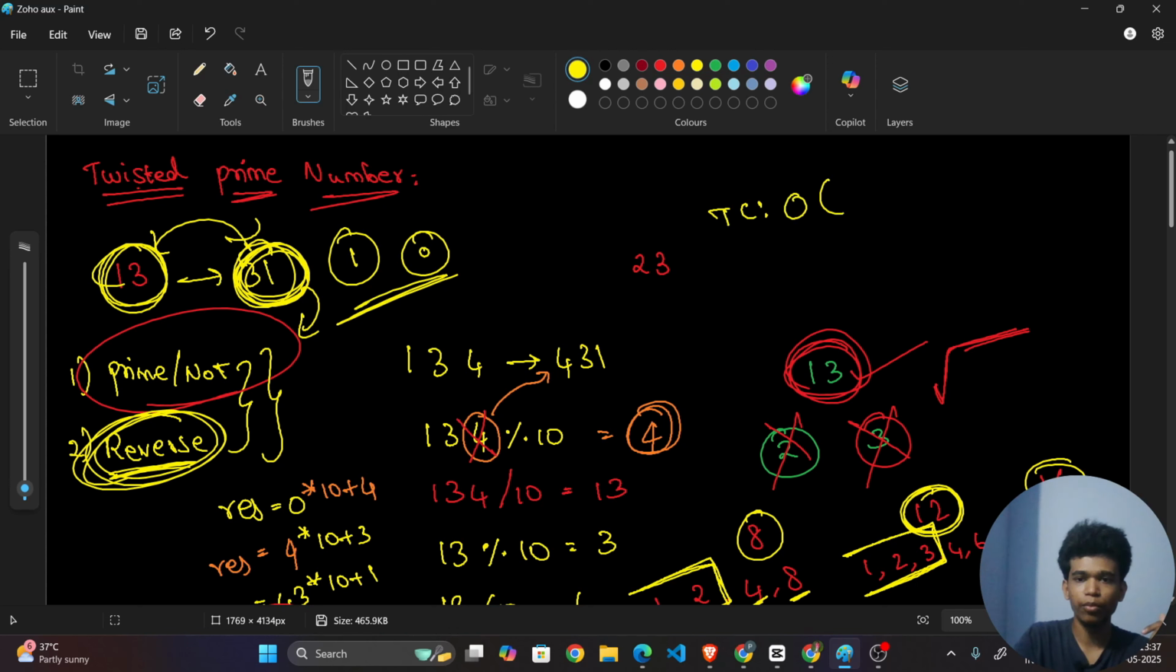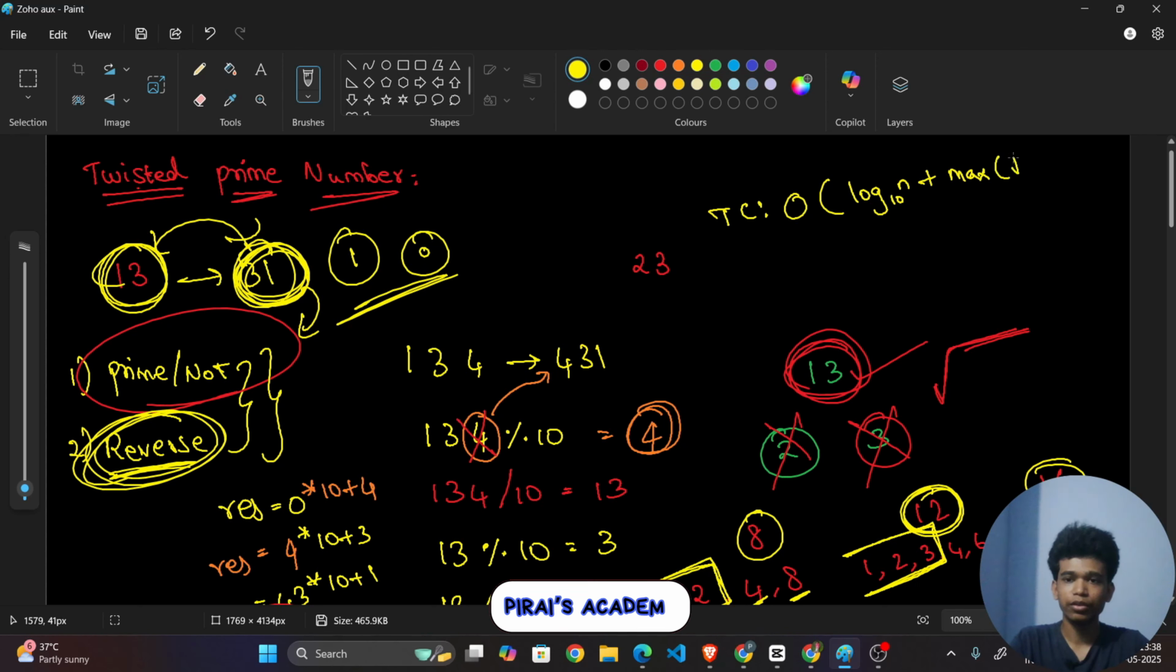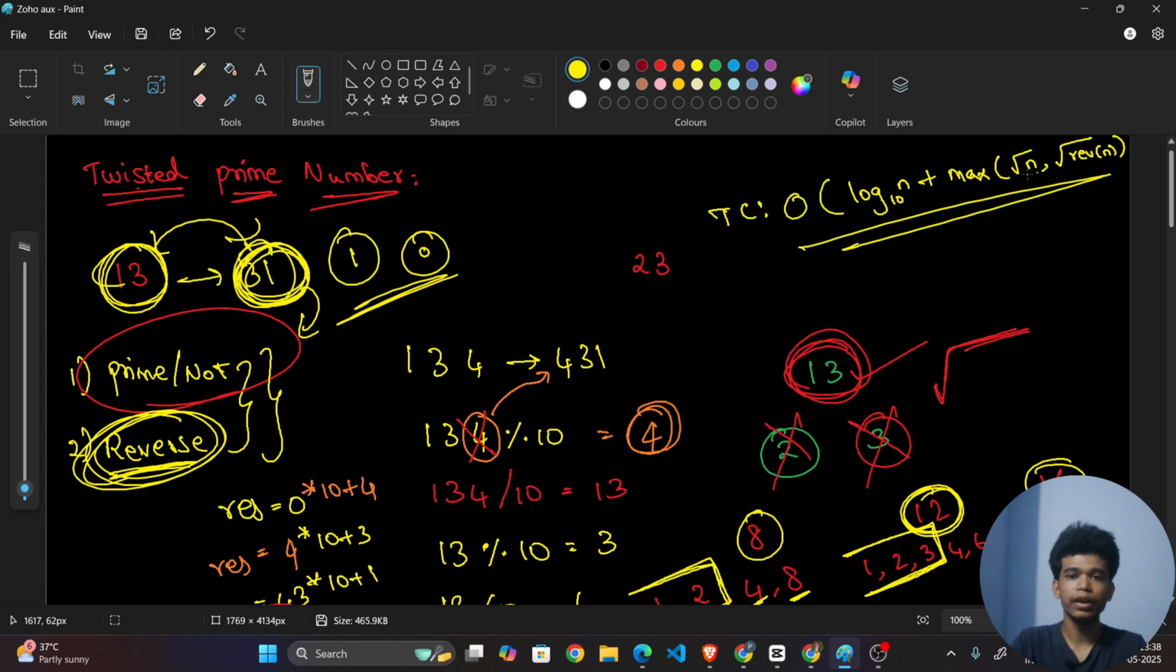The time complexity will be O of, so I'm just reversing, right? For reversing, it will be log of n base 10, so it will be very small, plus now the prime number logic. If I want to find whether something is a prime number or not, I go up to the square root of that number, right? So it will be the maximum among the square root of n and the square root of the reverse of n. Okay, so this will be my time complexity.